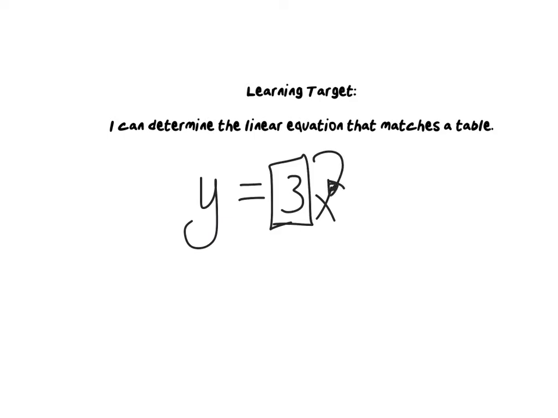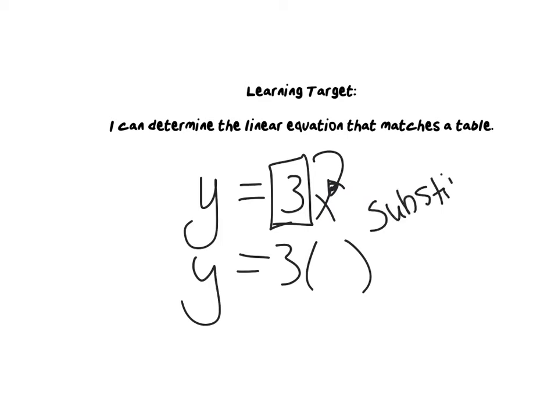And so what we're going to be looking at here is, well, what can I plug in for x, multiply by 3, and does it give me y? So we're going to look at what we call substitution. And when we look at substitution, we're plugging in to see if we can get something out. All right, so let's go take a look at some examples.